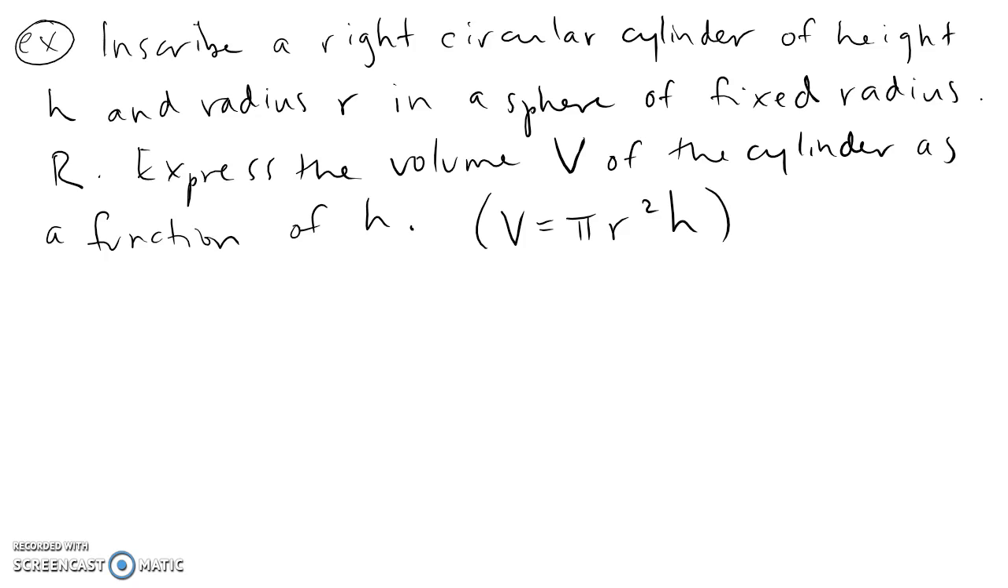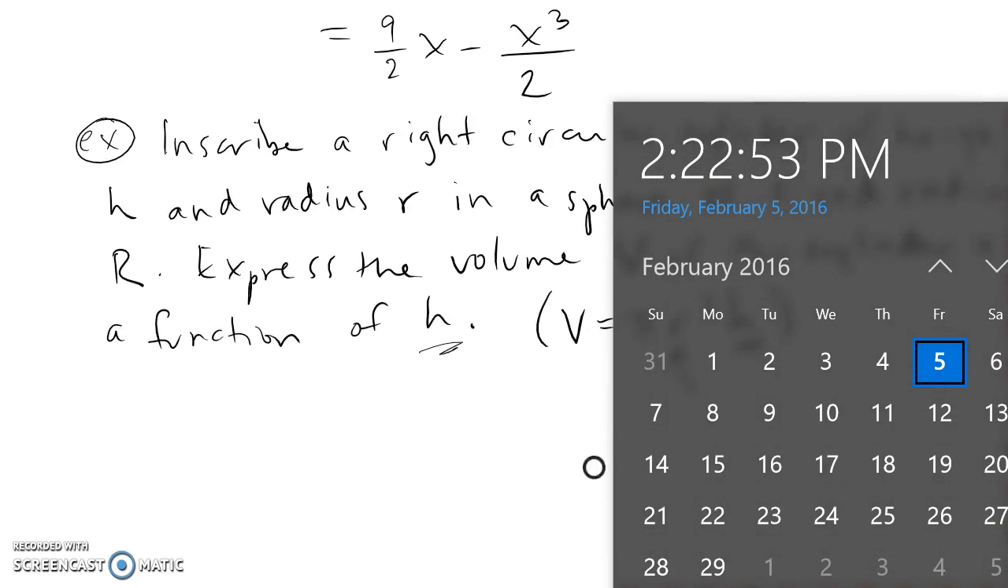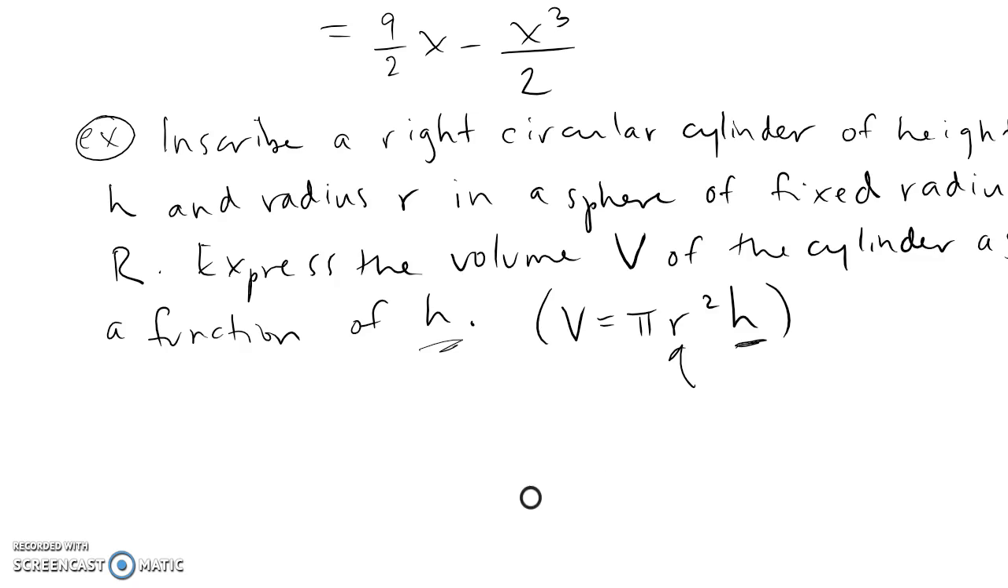equal to pi r squared h. So if I'm going to write the volume as a function of h, that means I can leave the h, but I need to replace r with an expression in h and big R.